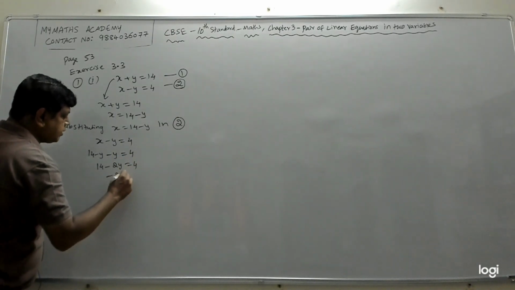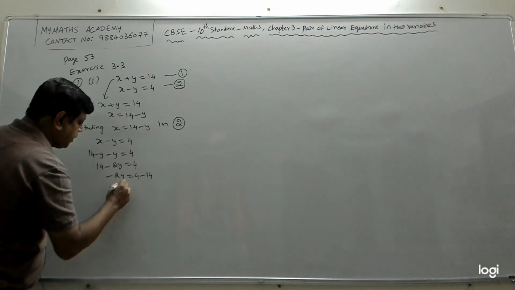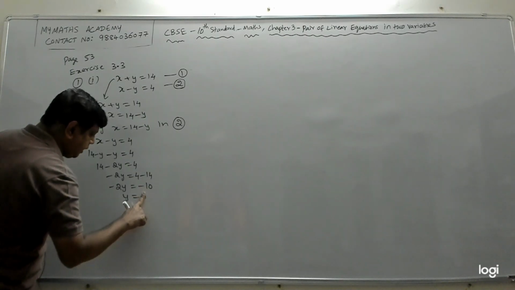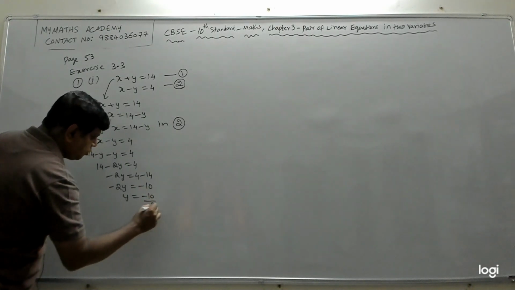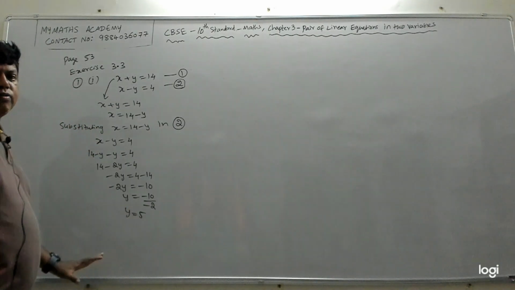So minus 2y is equal to 4 minus 14. Minus 14 goes to this side and will become plus 14. Minus 4... so minus 2y is equal to minus 10. y is equal to minus 10 by minus 2. This 2 comes to the other side. So y becomes 5. What is the value of y? y is 5. We have found y is 5.